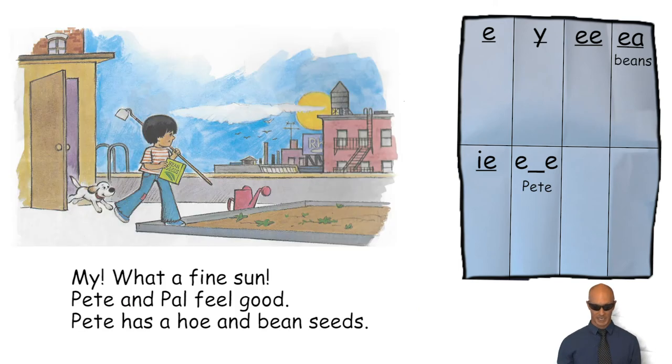My, what a fine sun. Pete and Pal feel good. Pete has a hoe and bean seeds. Do you see any E words? So we have Pete. Feel. Where's that one go? E-E. Bean, we have. Seeds. Where's that one go? Another E-E.